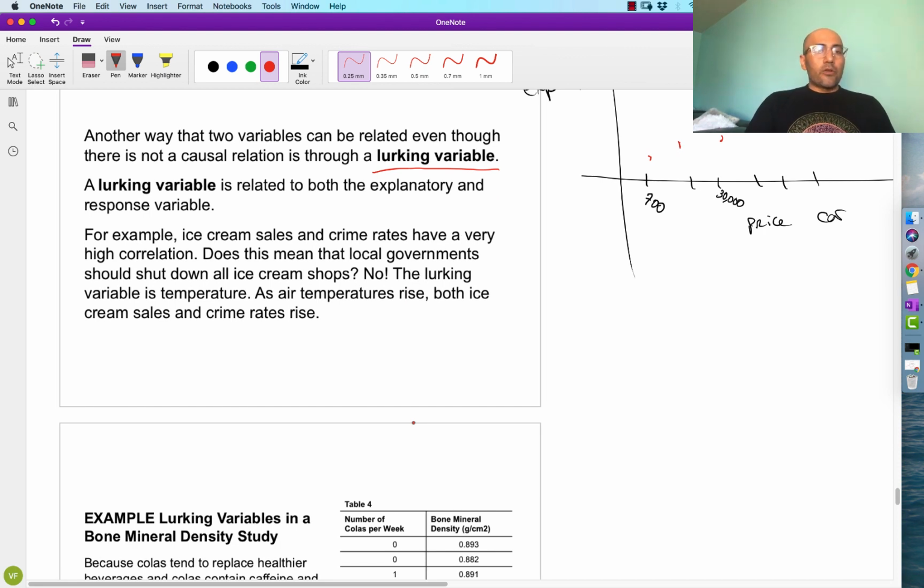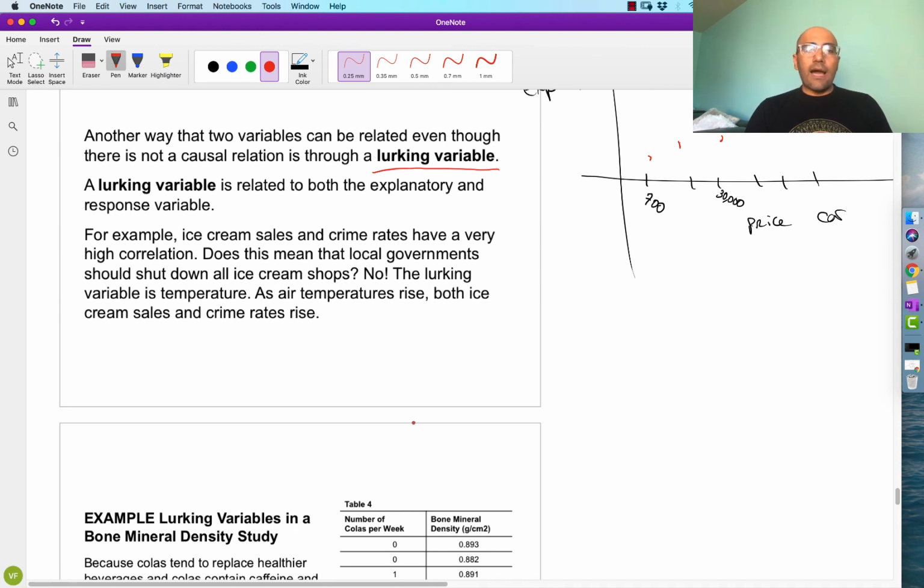So a lurking variable is related to both. Another way that two variables can be related even though there is not a causal relation is through a lurking variable. A lurking variable is related to both the explanatory and response variable.